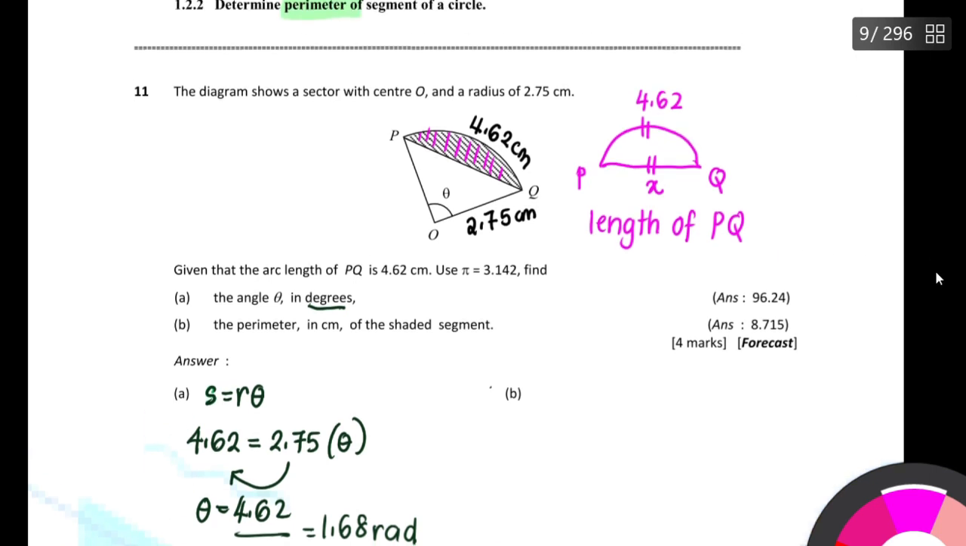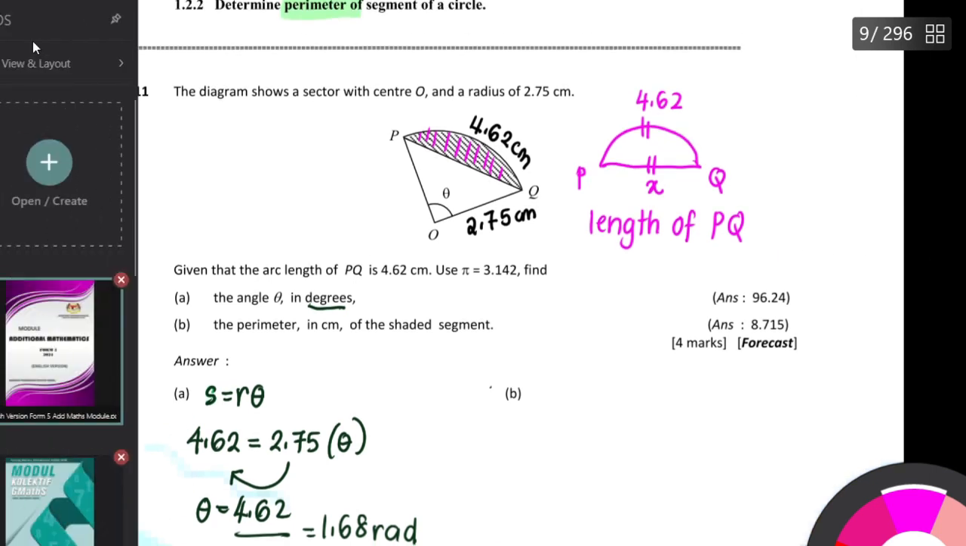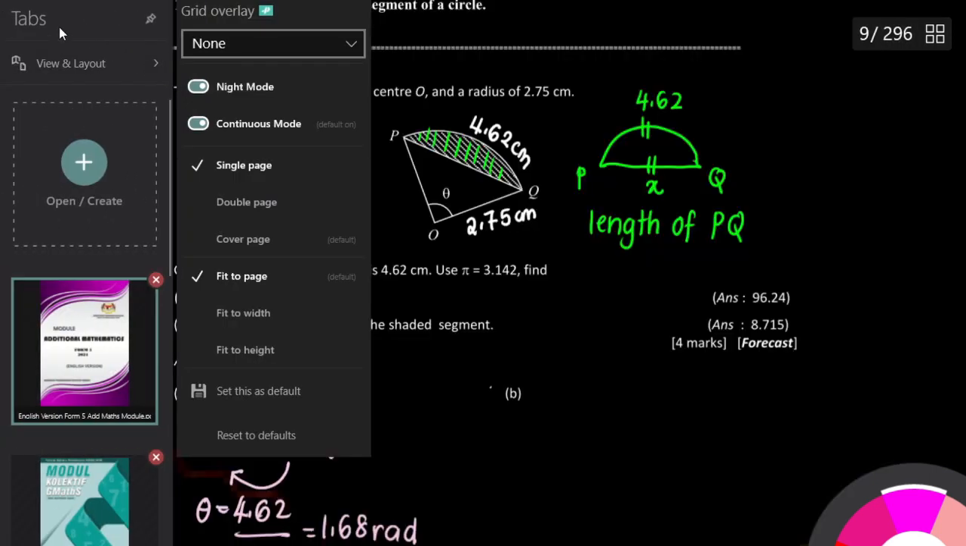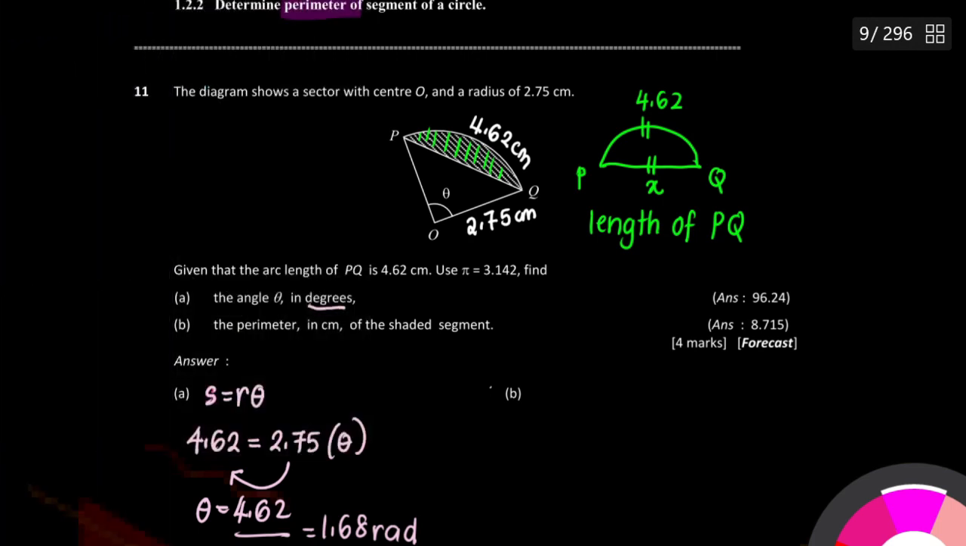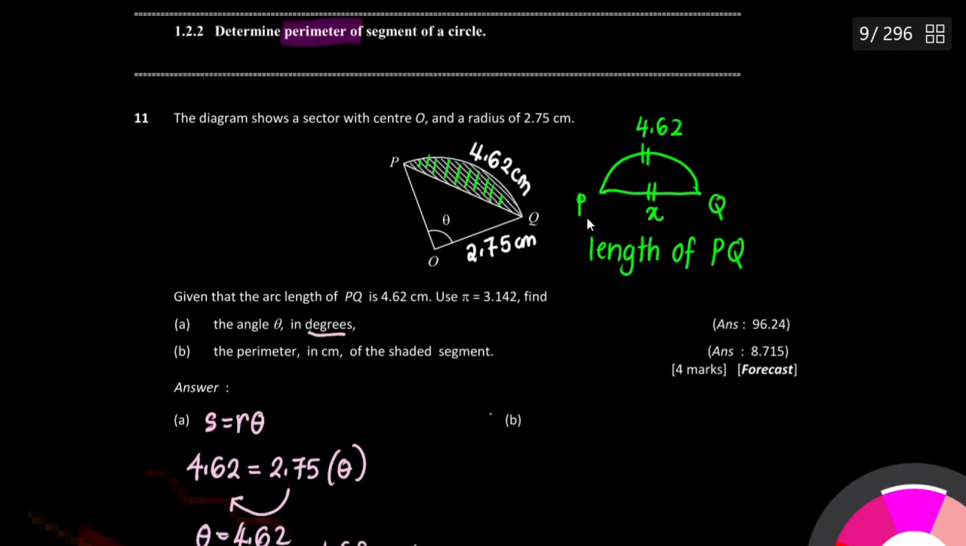Should I maintain it in white? Hold on, let me see if I change to night mode, is this okay? I think it's much better, right, to view, and it's better for the eyes. Okay, alright, so let's look at this one, length of PQ.